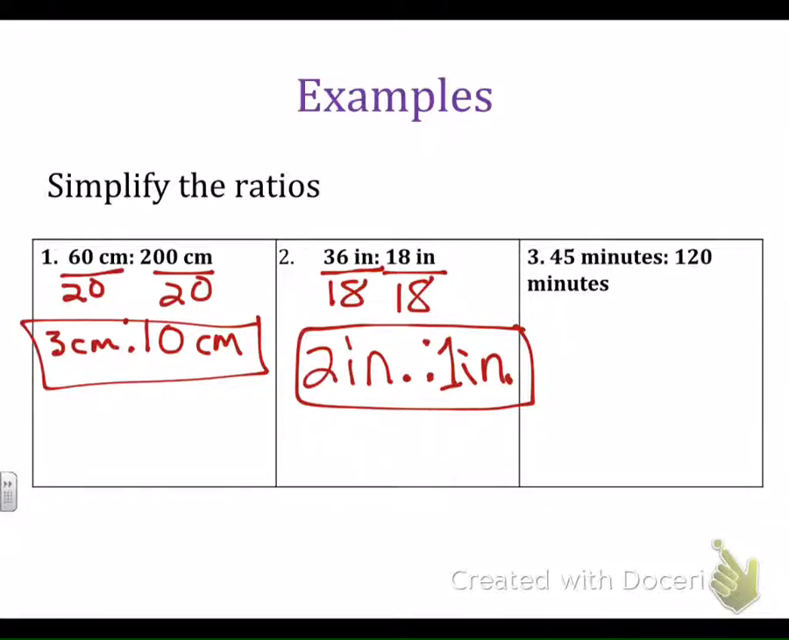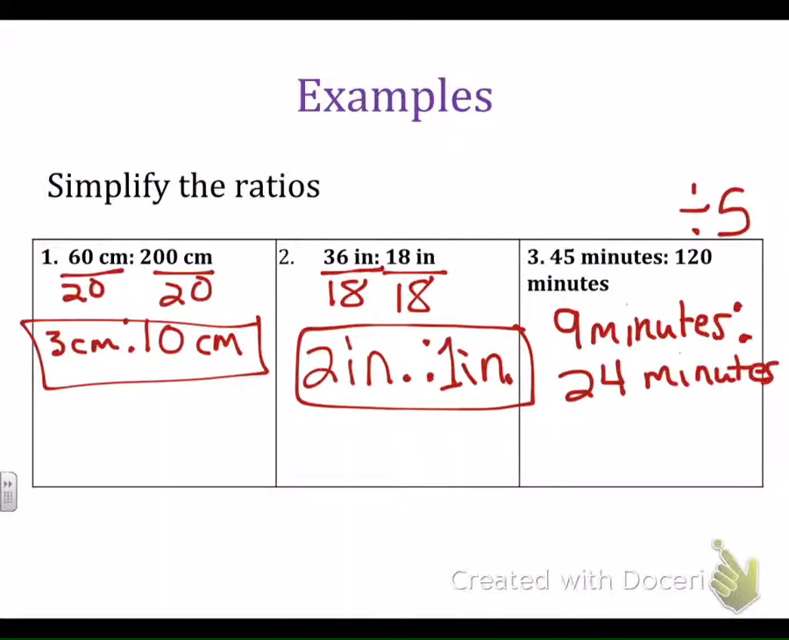Alright, 45 minutes to 120 minutes. So I'm going to divide by 5 here. So I'm going to do 9 minutes to 24. I can divide both those by 3. So 3 minutes to 8 minutes.